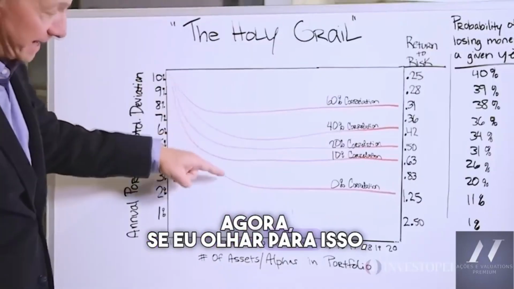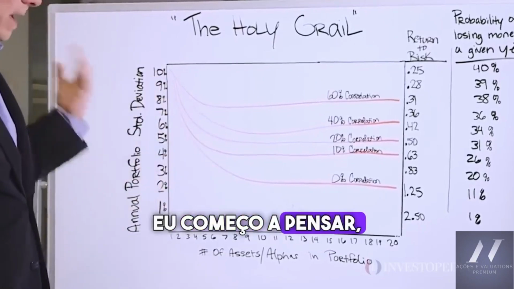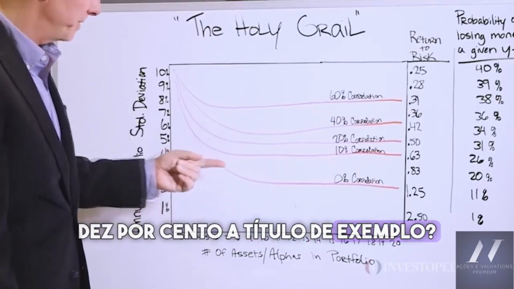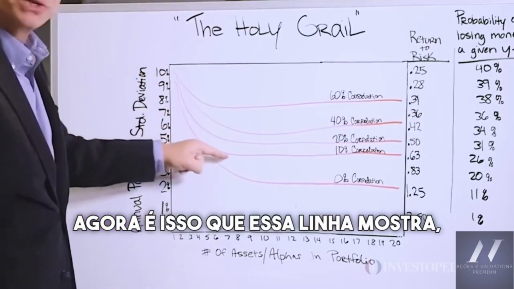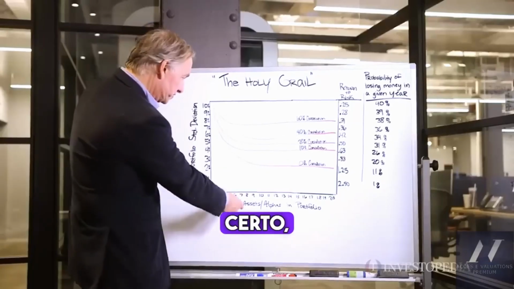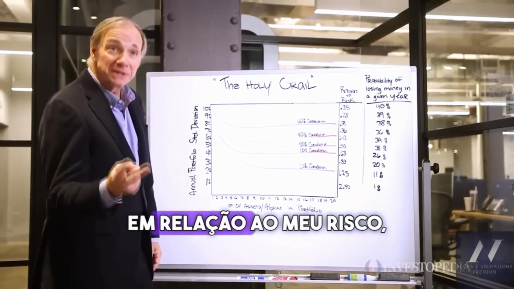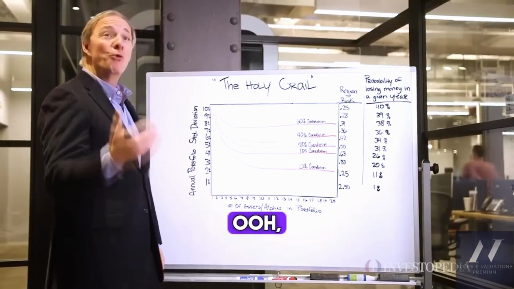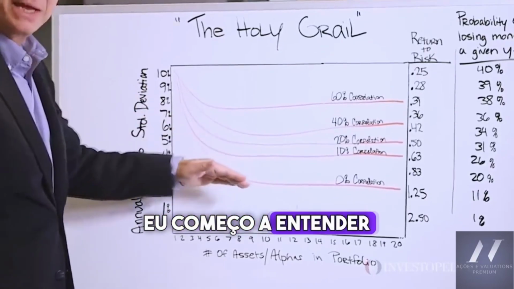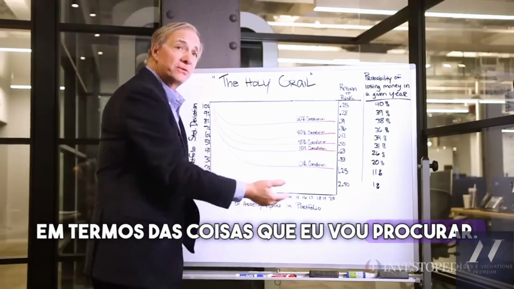Now, if I look at how that changes according to the levels of correlation, I start to think, well, what would happen if I added in something that had a 10% correlation, by way of example? That's what that line shows. At about 7 or 8 or so, I cut my risk in half. That means I've doubled my return relative to my risk. That's good. So as I go down this, I start to understand the power of diversification in terms of the things that I'm going to look for.